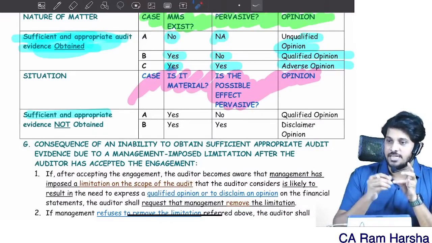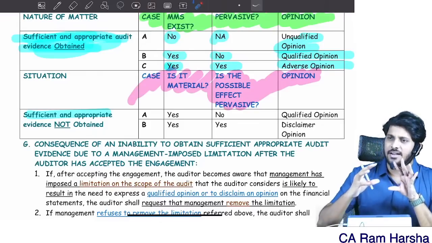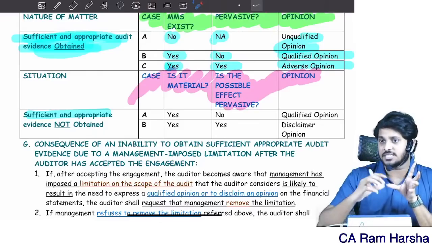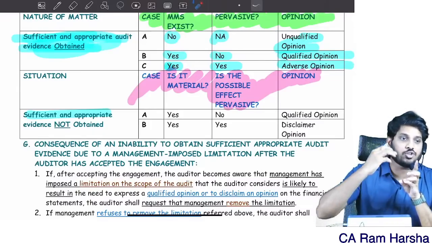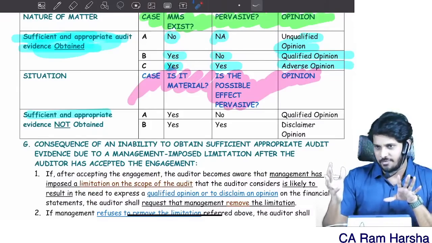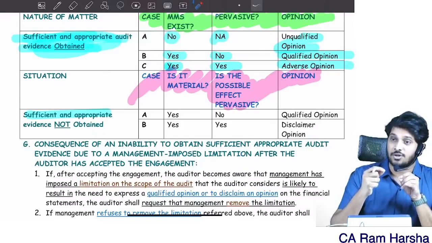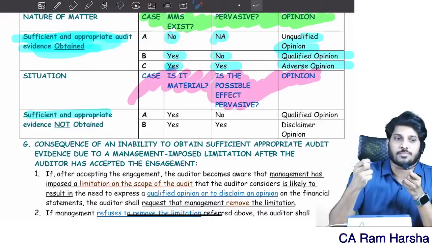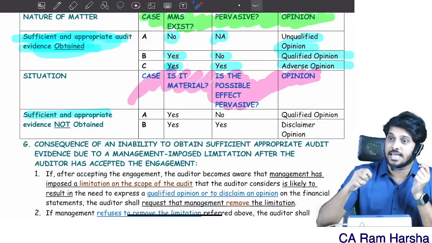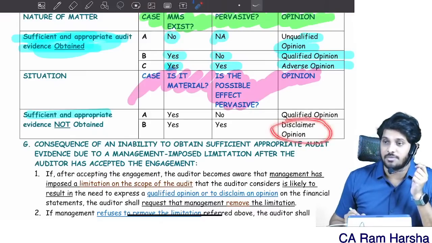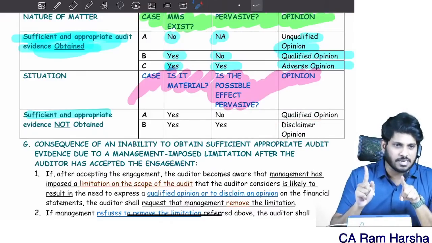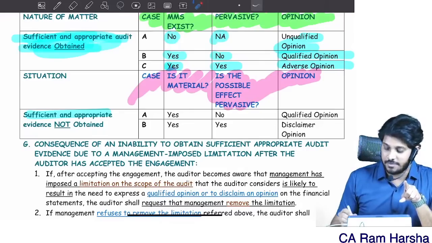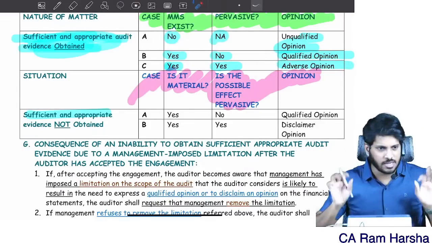You are unable to obtain sufficient appropriate evidence, and the impact of the evidence that you are not able to obtain is going to be material but not pervasive. Suppose the impact of the information that you are not getting is material and also pervasive, then we give disclaimer of opinion. Suppose the misstatement is material and pervasive, then we give adverse opinion. So this is what we understood.